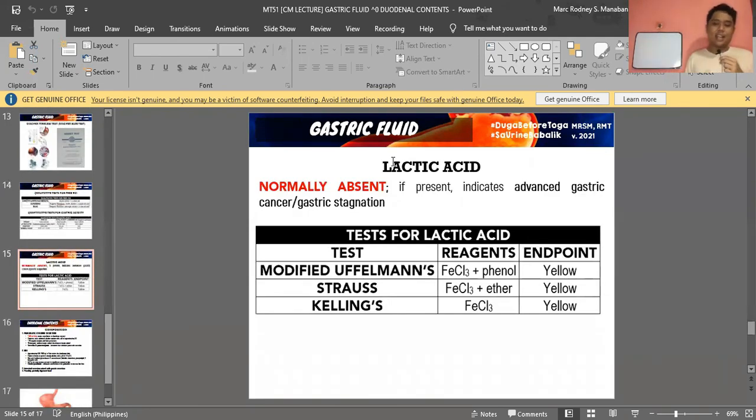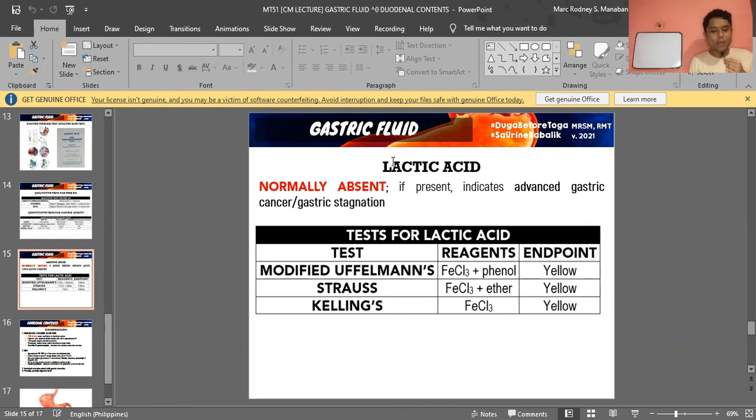So for lactic acid, as I've mentioned, it's normally absent in your stomach or your gastric fluid. But its presence indicates advanced gastric cancer or gastric stagnation. Remember that lactic acid may be produced in cases of anaerobic metabolism. So it's possible there is tissue hypoxia in your stomach that is a cause of your cancer, or increased metabolism of the cells. Therefore, byproducts such as lactic acid appear.